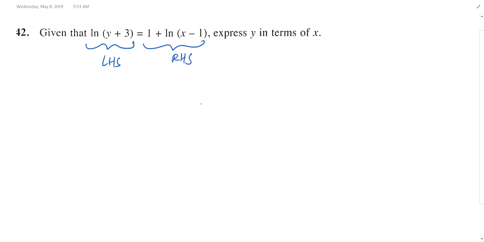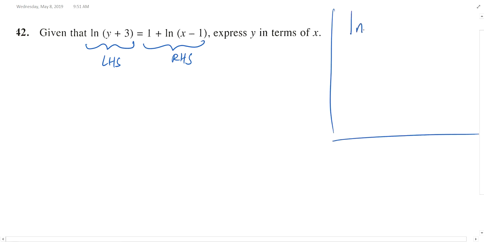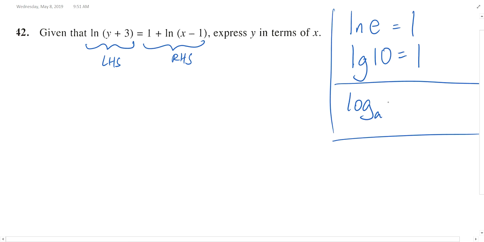Change the 1 to ln e. Okay, so recap: ln e equals to 1. Why is that so? It's just like log 10 equals to 1. Why is that so? What is the law that we learned? Log base a of a equals to 1.